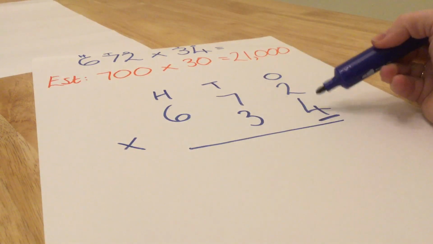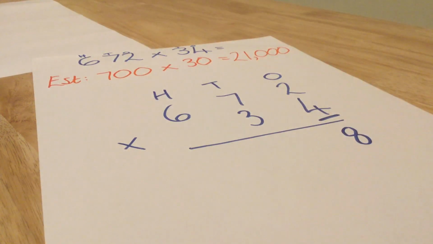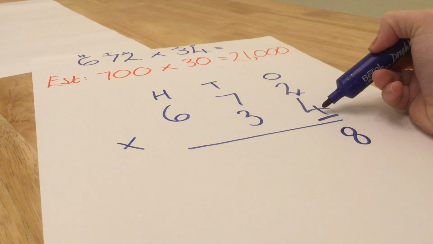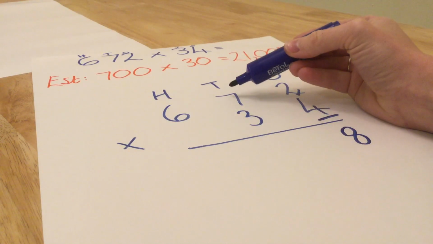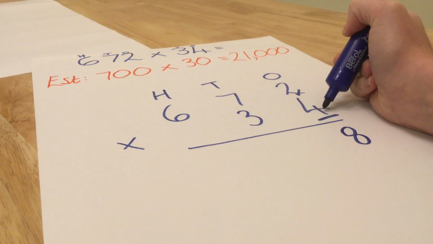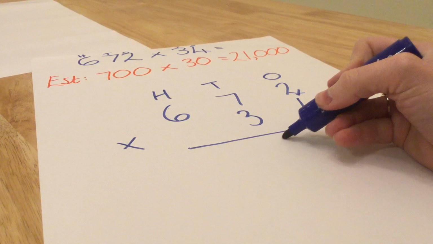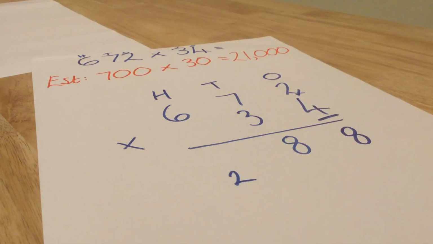I can do 2 times 4. I know 2 times 4 is 8. Now I'm going to tick that so that I know I've done it. Now I need to do 70 times 4. So I'm going to use my place value and my number facts. I'm going to do 7 times 4. 7 times 4 is 28. So I can put my 8 there, and I carry my 2 over here. And I'm going to tick that I've done the 70.